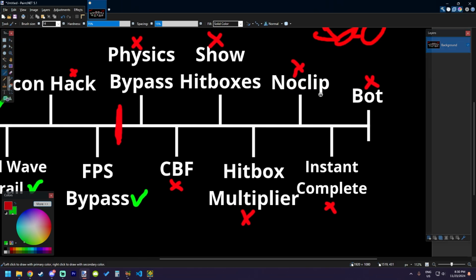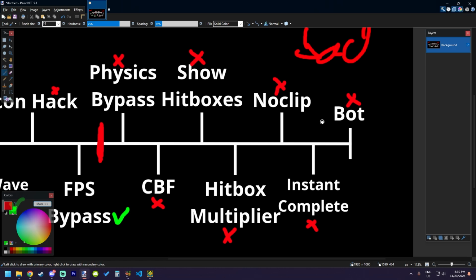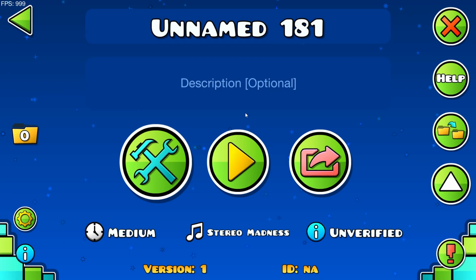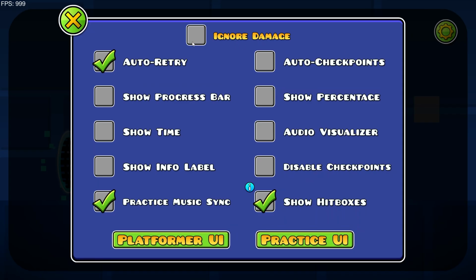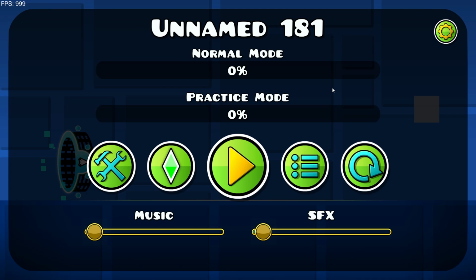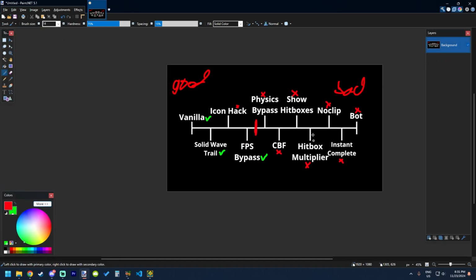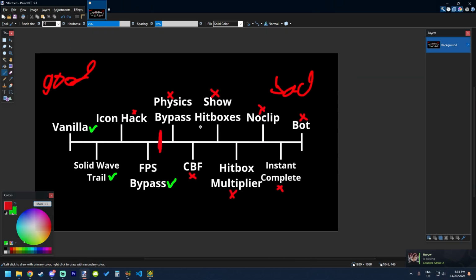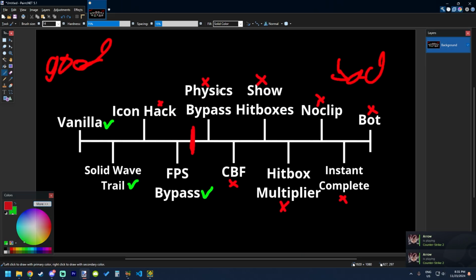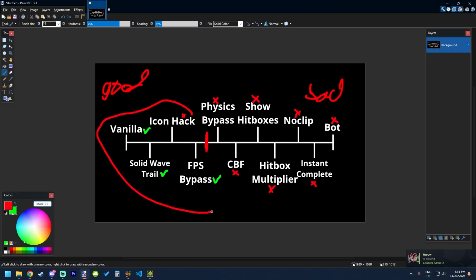Now, the hitbox multiplier, no clip, and all these things are obviously cheats, and I would also not use them, you know, even if you weren't getting any reward. So I wouldn't use no clip to practice a part or do any of this stuff. Although you can do it in Geometry Dash, you can just go over here, click on play, and just go to the pause menu, and up there, ignore damage. That is, you can do that. So that's besides the point. But yeah, I think that is my line. Icon hack, I added an X on there because I really don't recommend using icon hack, but that's still not cheating, right? So all of this to me is okay.